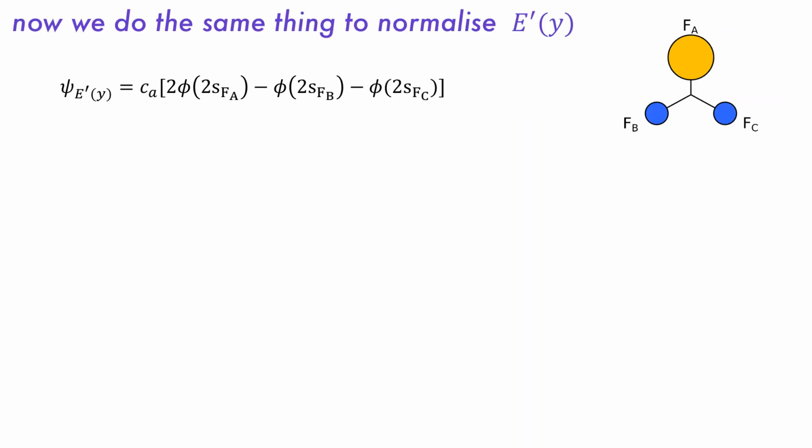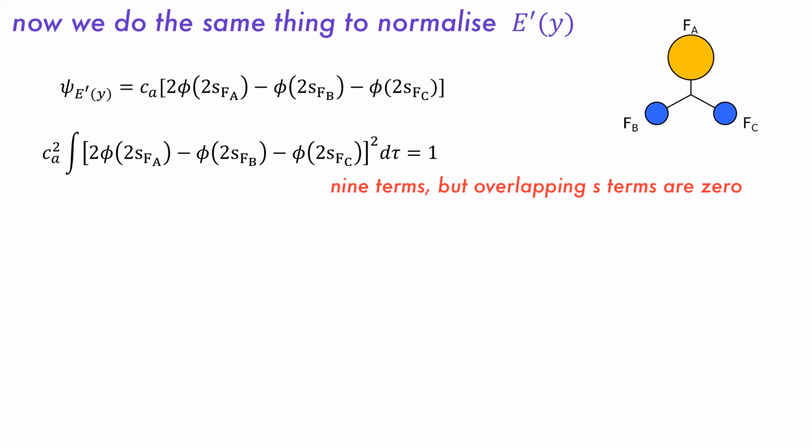Next, we look at the E'y. In the molecular orbital wave function, the contribution of Fa is twice that of Fb or Fc, and Fb and Fc have a different phase from Fa. The coefficient is then determined using the normalization requirement, and again we only have 3 terms because the only overlaps are between the atomic orbitals and themselves.